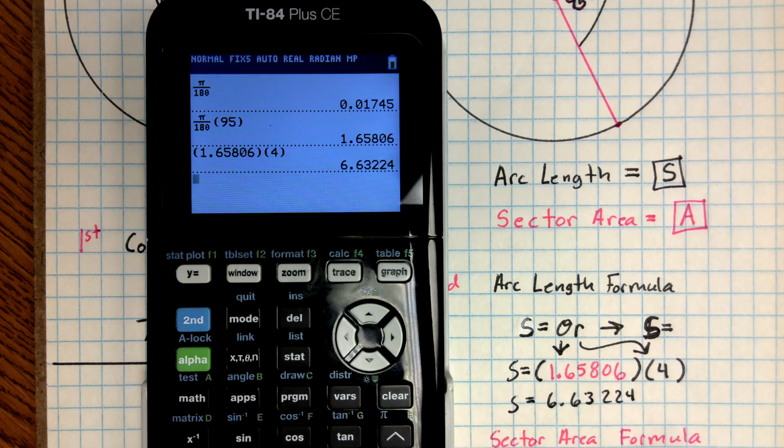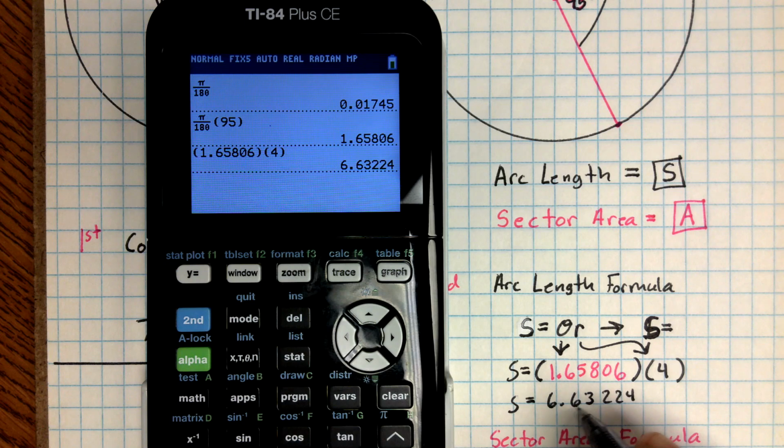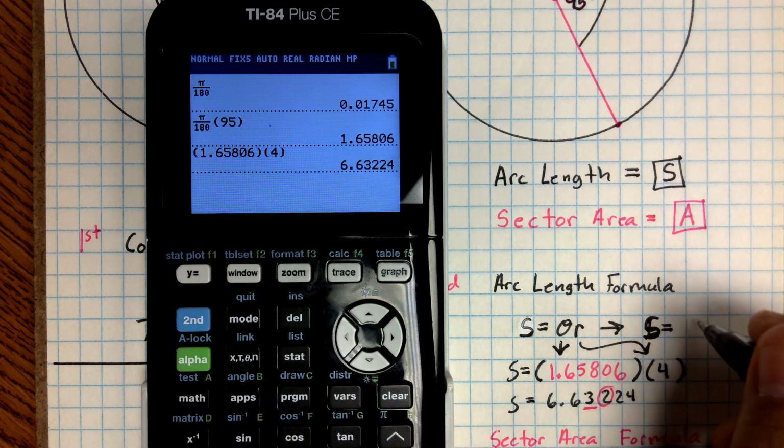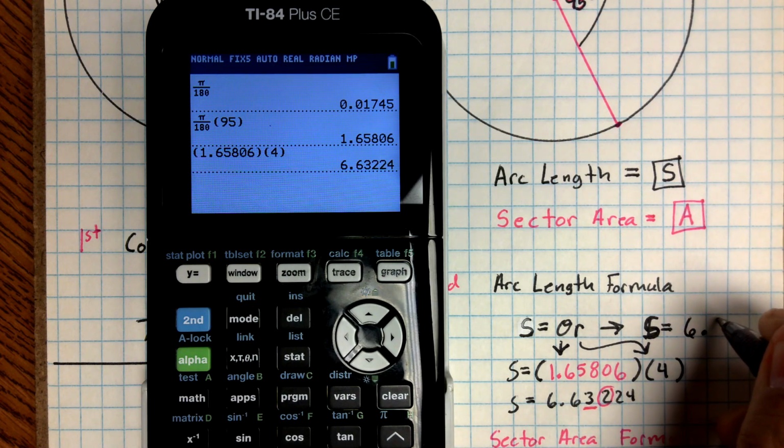6.63224. And we are going to round this to the hundredths place, because that's what a lot of your teachers want you to do. That's the second number to the right of the decimal. So this 2, remember, 4 or less, let it rest; 5 or more, raise the score. Since it's 4 or less, we're going to leave that 3 as a 3 and rewrite this number. So my final answer is going to be 6.63 for the arc length.